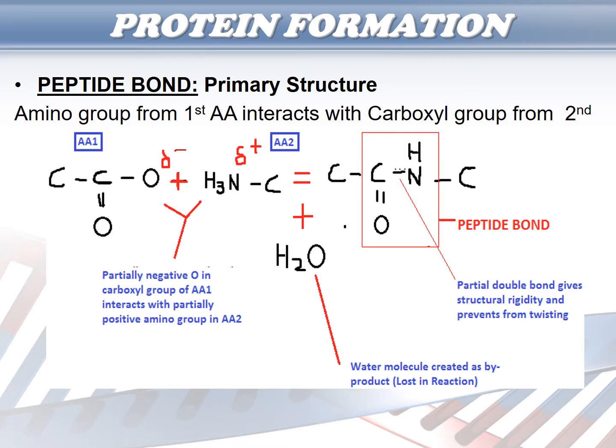And that's important because this partial double bond is going to give the polymer structural rigidity, which is going to mean it's going to prevent it from twisting, keeping the hydrogen and the oxygen in trans. This is going to be particularly important during the local folding process, which we're going to see next.